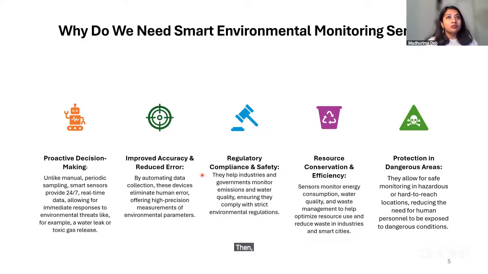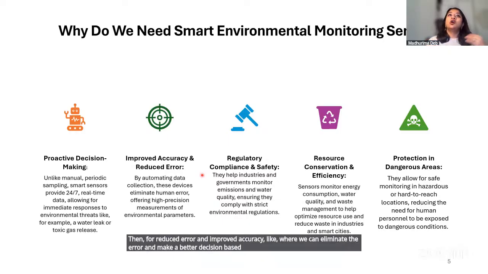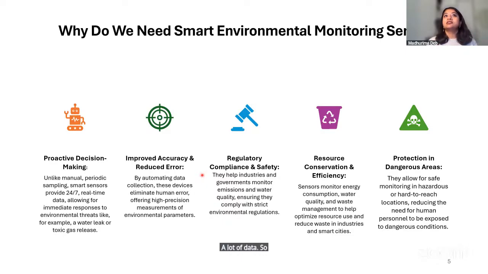Then for reduced error and improved accuracy, we can eliminate the error and make a better decision based on a lot of data. So data-based accuracy measurement and error reduction is another hugely important point for these sensors. And as we all know, for the environmental regulation committees and the government, we need to comply with some regulations. So for that reason also, these kinds of smart sensors come very handy.